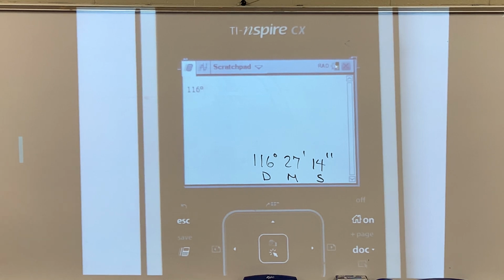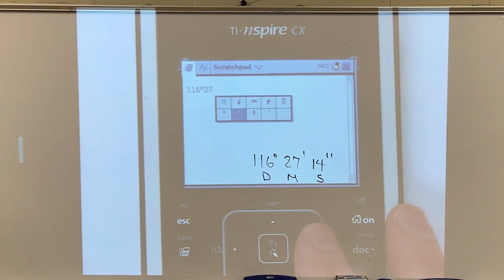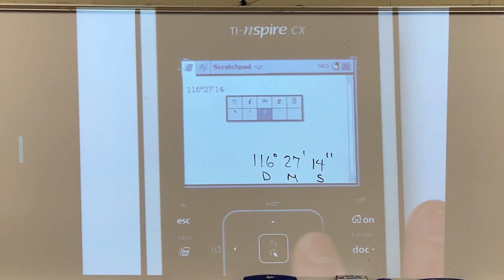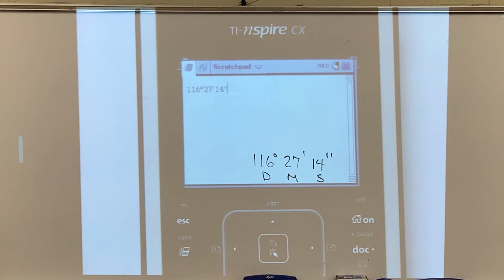And then I'm going to enter 27, and go back to the pi button, but this time I'm going to go past the degree, the radian, the gradient to that little apostrophe, and hit enter. And then I'm going to enter the 14, and do that pi thing twice. Click, and then pi. And there may be a better way. If you find a better way, like an apostrophe or quotation mark somewhere else, show me. I just haven't found it.